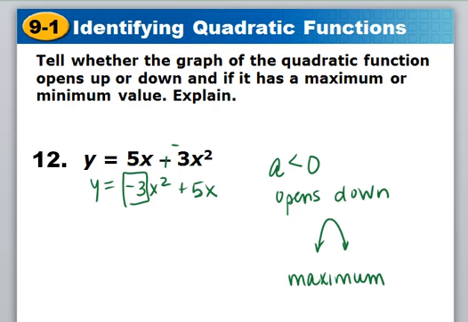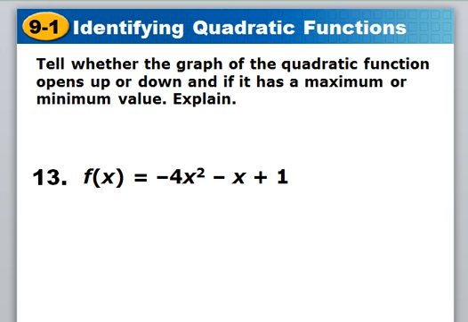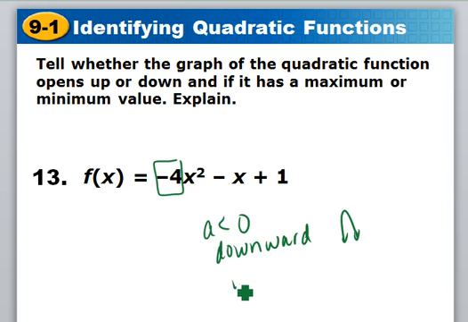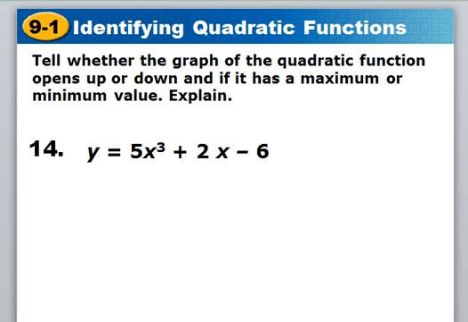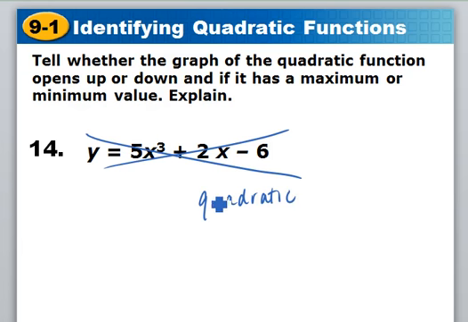Looking at a couple more of these, I have my a value right here. My a is less than 0, so I know it's opening down, it's downward, and downward looks like this, so it has a maximum value. This last one, it has an x cubed in it, so it's not even a quadratic function. So this is not even a quadratic. It doesn't have an x squared term.